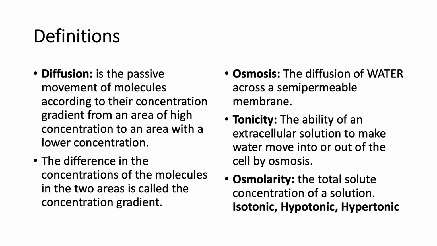Osmosis is the specific type of diffusion of water through a semi-permeable membrane. The ability of an extracellular solution to make water move into or out of a cell by osmosis is known as its tonicity. Three terms, hypotonic, isotonic, and hypertonic, are used to compare the osmolarity of a cell to the osmolarity of the extracellular fluid around it.